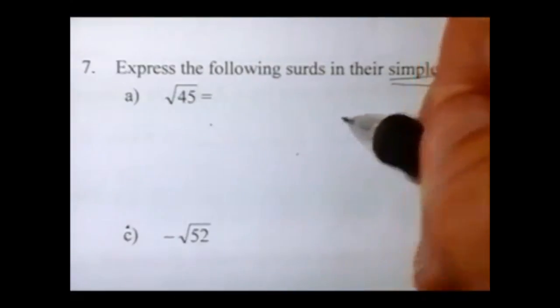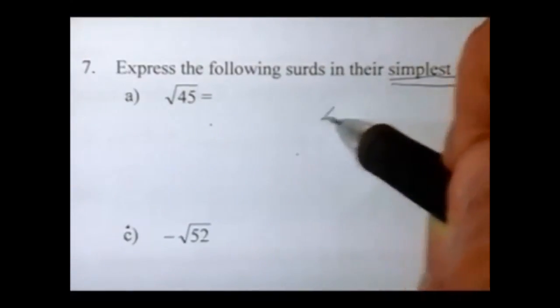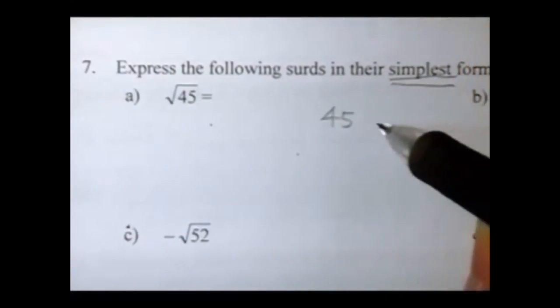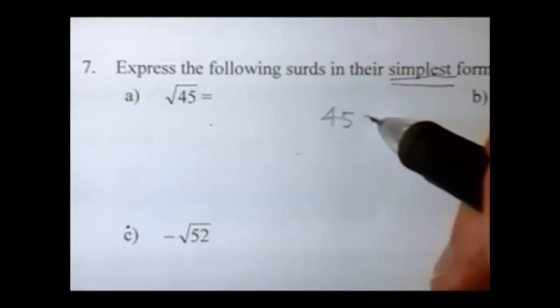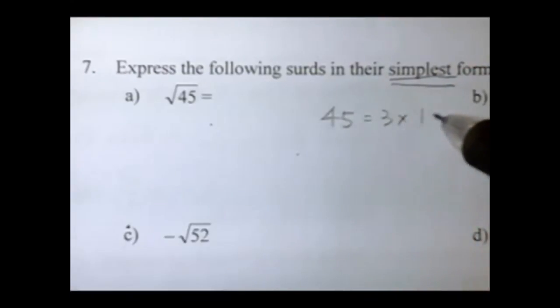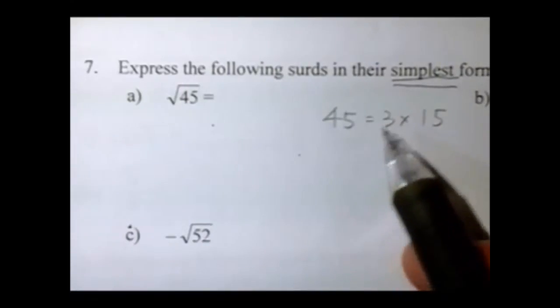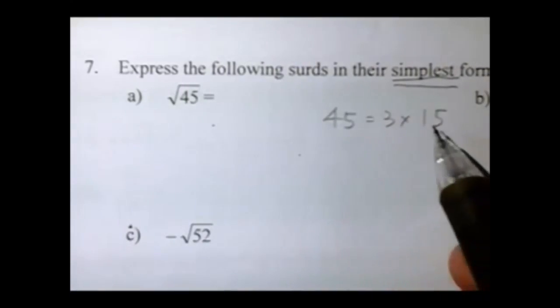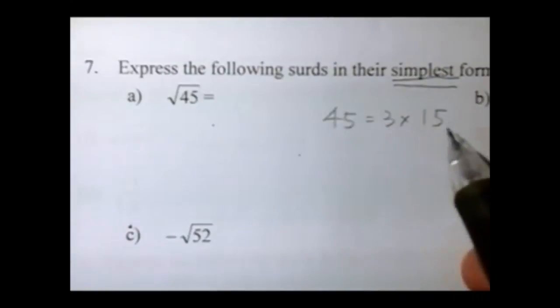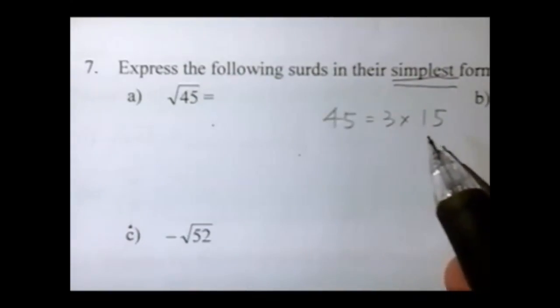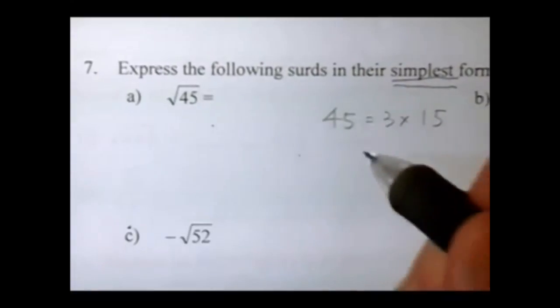For example, root 45 can be written down as root 3 times 15. Okay, just check. 3 is not any number's square, and 15 is also not any number's square. So that's why we just change another way to express it.